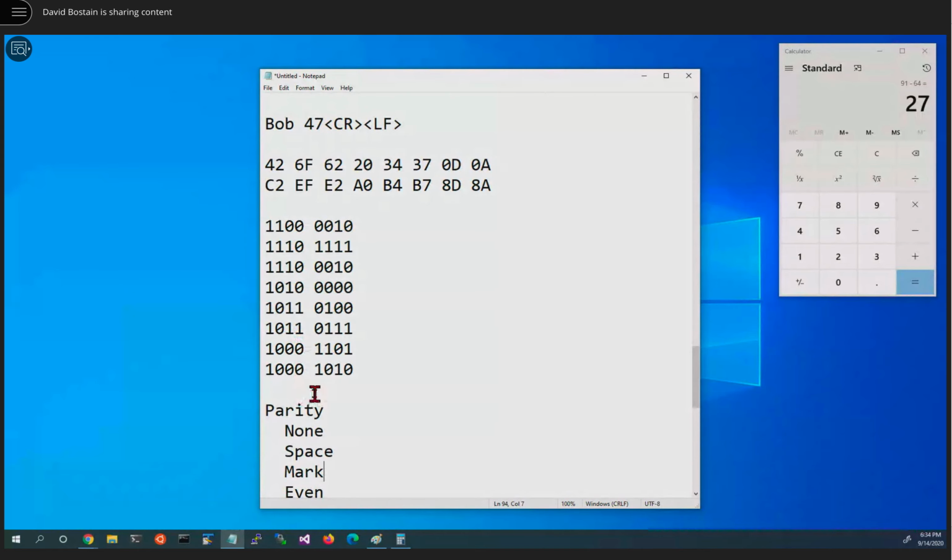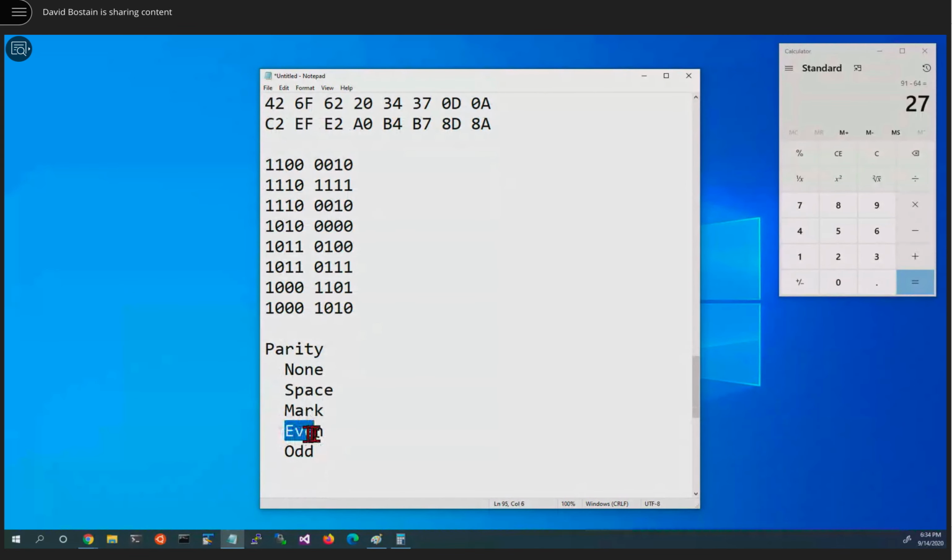Now, even parity is a little more useful. Even parity says, take the 7 bits you have. Let's get rid of these again. Count the number of ones you have. If the number you get is even, make that a 0. So I have an even number, right? 1, 1. There's 2 bits on, that's even, so I make this a 0. In this case, I have 6 bits on. That's an even number. Make that a 0.